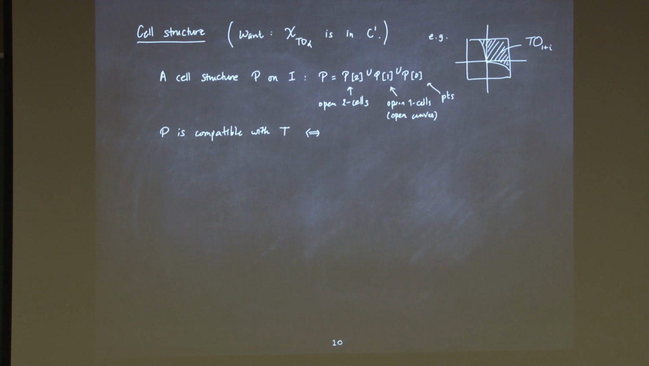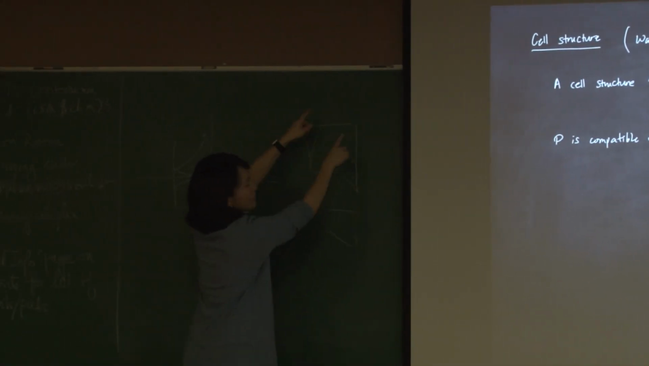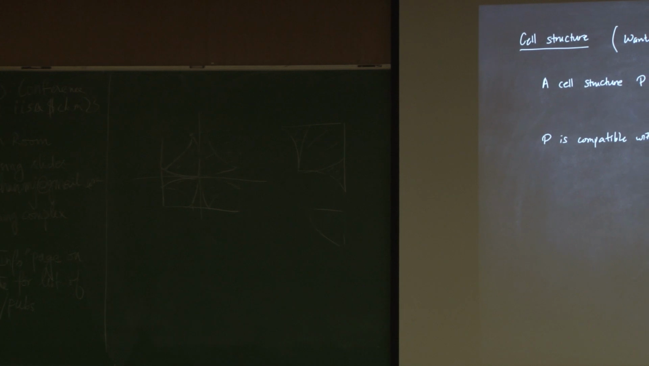So we say that this cell structure is compatible with T if and only if T O alpha is always a union of two-cells, one-cells, and zero-cells. For example, T O alpha when alpha is 1 plus i is a union of this two-cell and these two-cells, plus all the boundary cells.